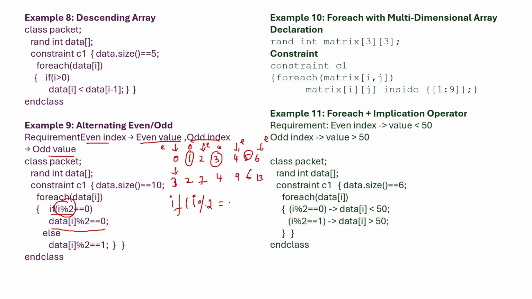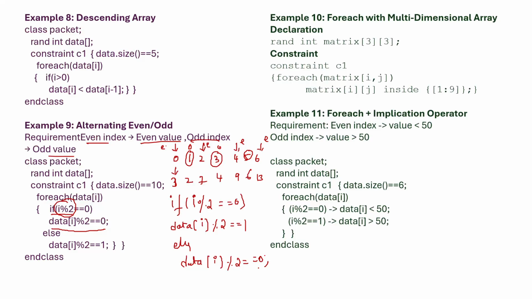If i % 2 == 0, data of i % 2 == 1. That means at even locations I am getting odd values. Else condition, data of i % 2 == 0. That means the else condition is odd locations, and at odd locations I am writing even numbers.